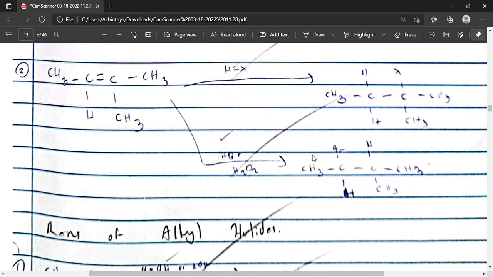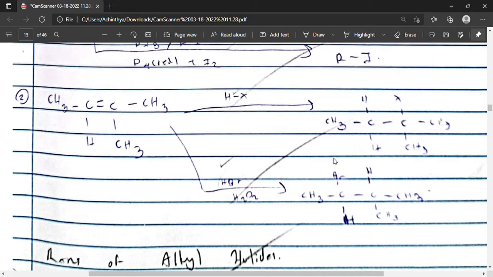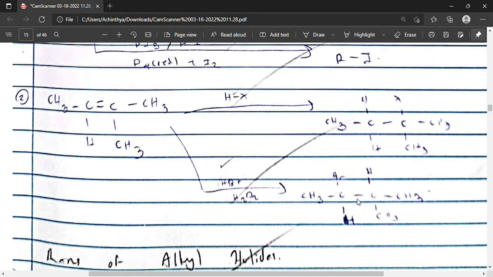We can obtain the anti-Markovnikov product, which is also an alkyl halide, by adding peroxide along with the hydrogen bromide, and we get this anti-Markovnikov product, and it happens via a free radical mechanism.